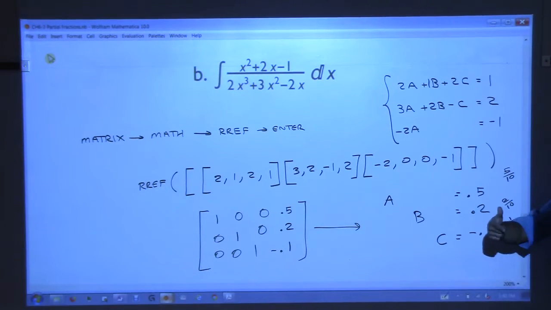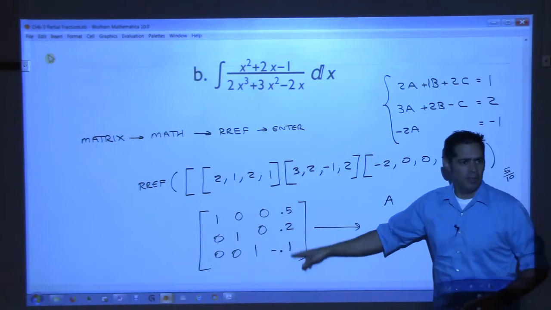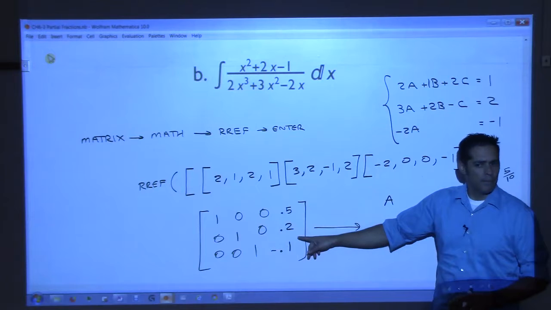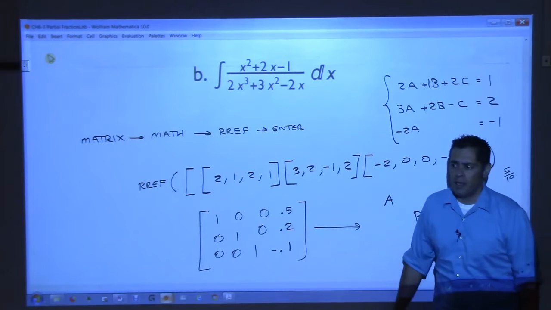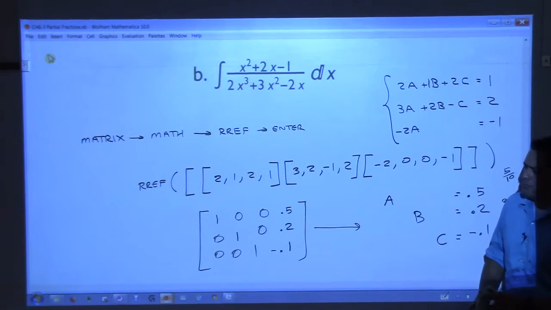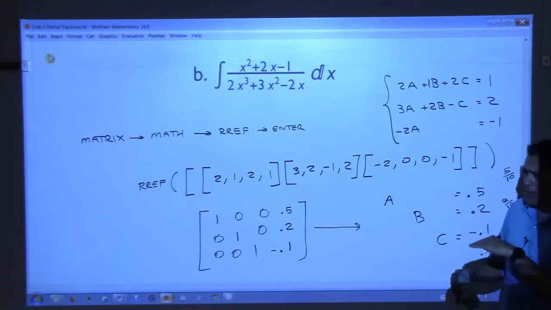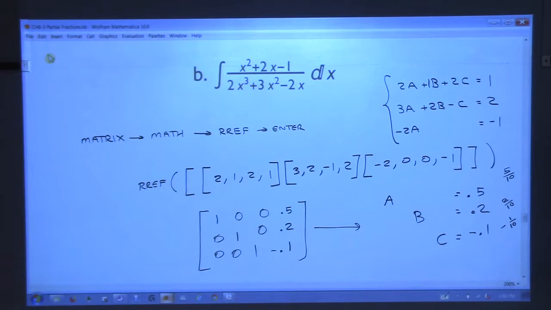Now some of your calculators gave you the answers in fractions. Anyone have their calculator actually give you the answer as fractions? No? Everyone got decimals? What is it? Control enter instead and it'll give you the fraction? Okay, yeah. All right, that's it.